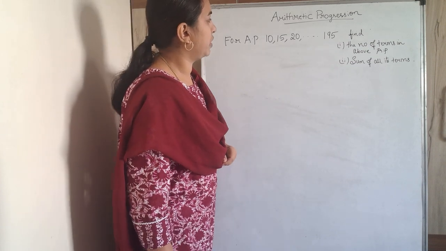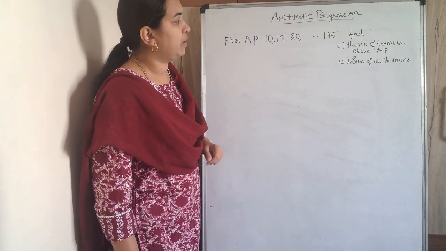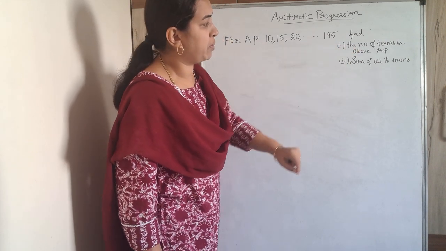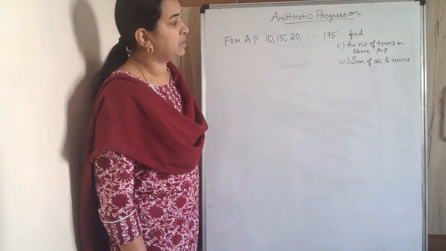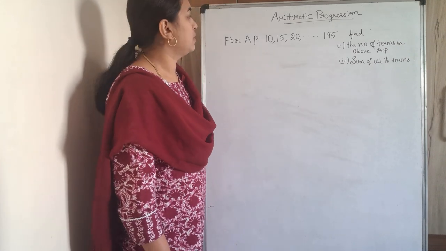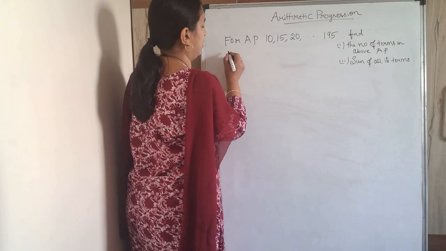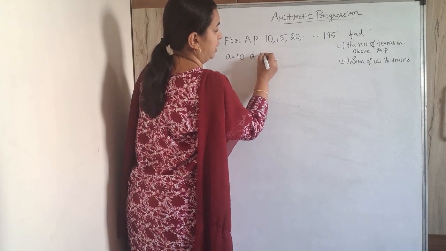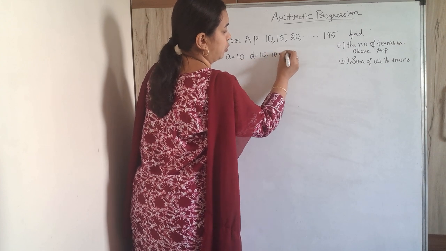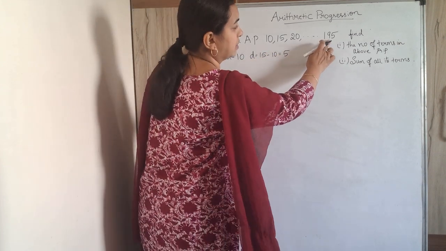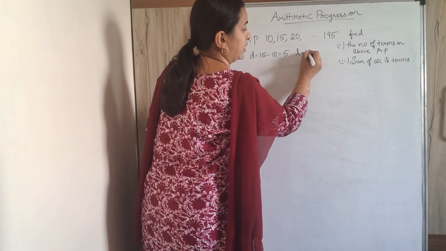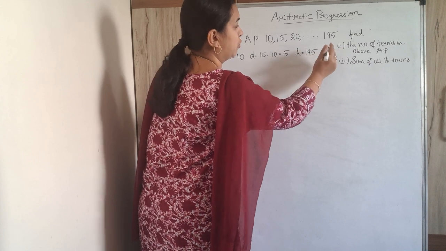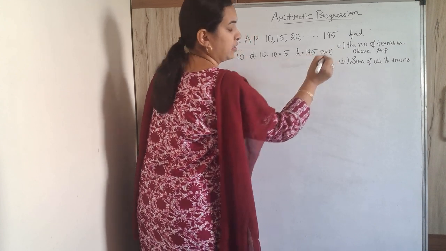The next sum is: for the AP 10, 15, 20, and so on up to 195, there are two questions to be solved here: the number of terms in the above AP, and the sum of all its terms. From the given data, you know the value of A, and you know the value of D, which is 15 minus 10, equal to 5. And they have given the last term, that is 195. So first, in order to solve this question, you need to find the value of n.